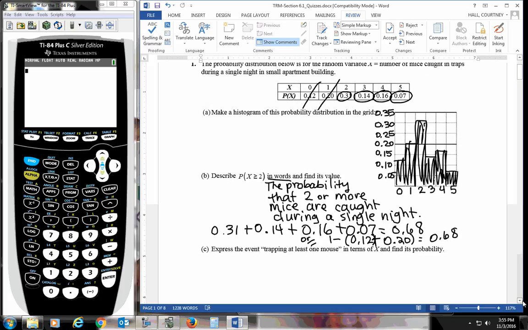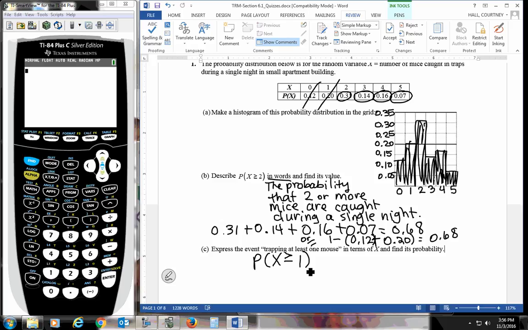Okay, part C, express the event trapping at least one mouse in terms of x and find its probability. So they want us to go backwards this time. Instead of putting it in words, they want us to take the words and put it in symbols. So we want to say it's the probability that x, how do you say at least 1? At least 1 is going to be greater than or equal to 1. And if you only put strictly greater than, without the little bar underneath, it would actually be wrong because we need to include the 1 in there as well.